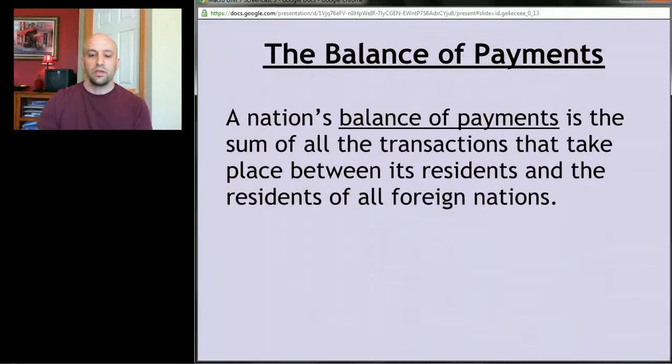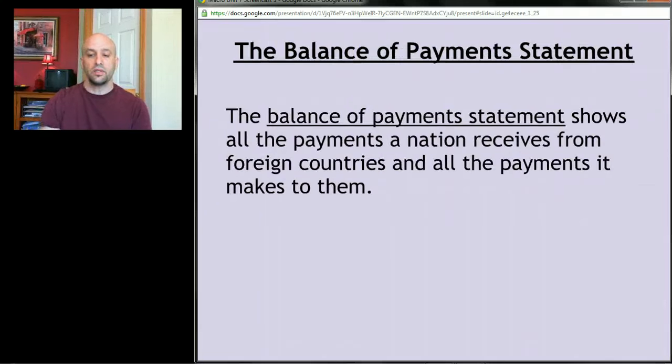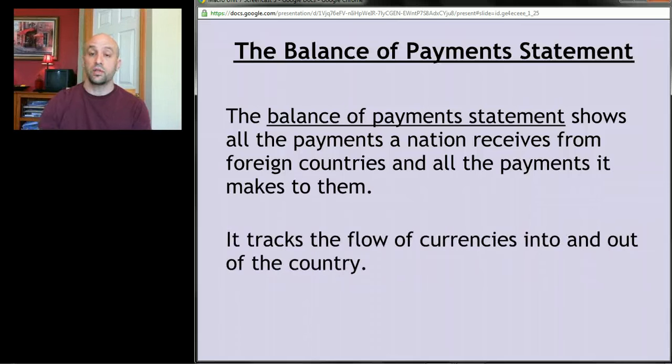The balance of payments is the sum of all the transactions that take place between our residents and the residents of foreign nations. That's what the balance of payments is. Now, a balance of payments statement is that little clipboard. It shows all the payments a nation receives from foreign countries and all of the payments that we make to foreign countries as a result of trade. It tracks the flow of currencies into and out of the country.